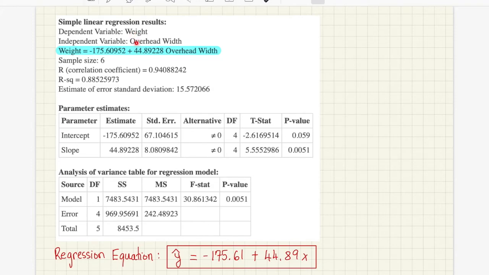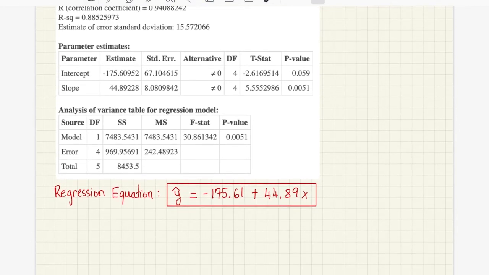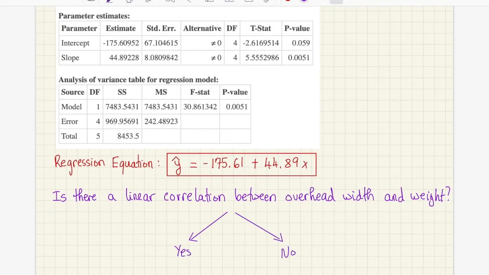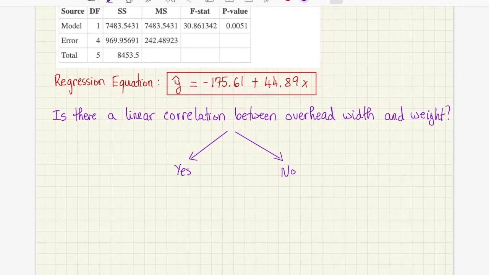Next, I want to predict the weight when the overhead is 2.1 centimeters. In order to use this model to predict, I need to ask myself, is there a linear correlation between the overhead width and the weight? If I answer yes to this question, I will use y hat to predict. If I answer no to this question, I will use y bar to predict.